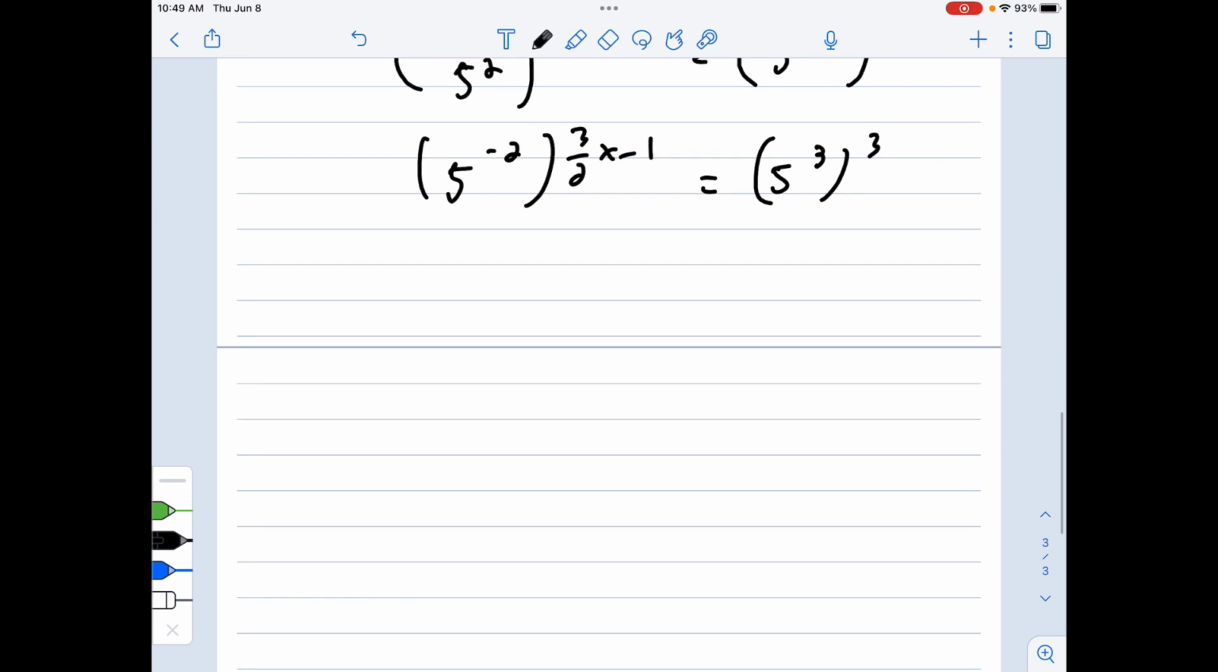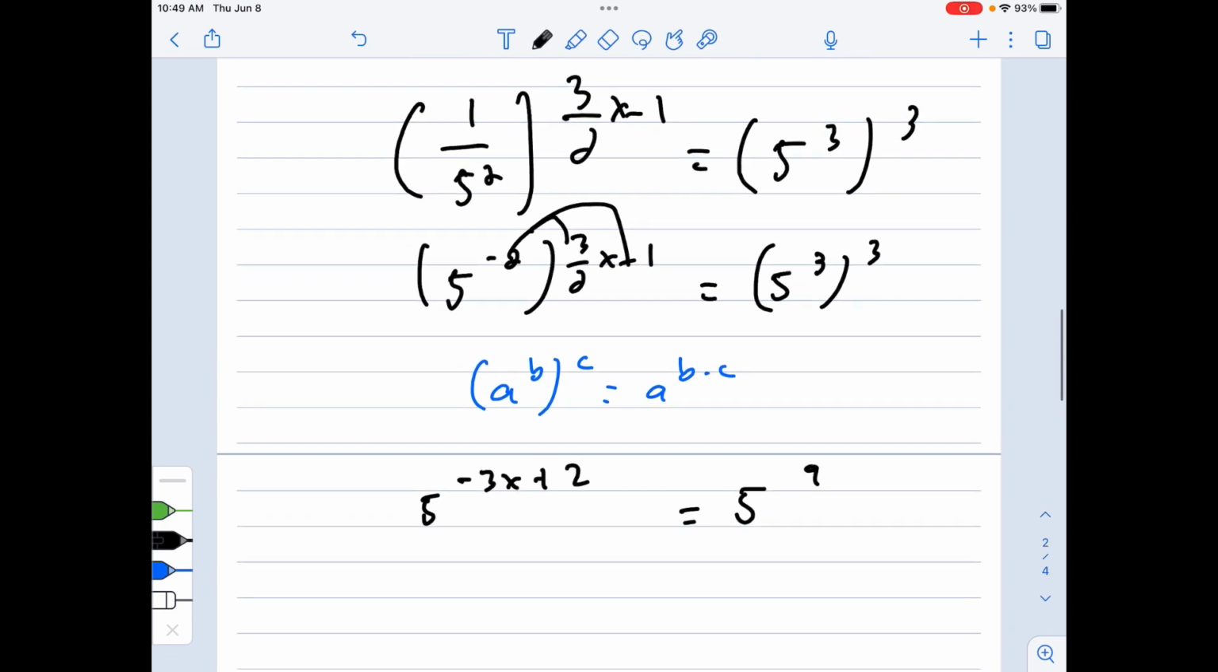What we're going to do next is use properties of exponents. They say that if you have an exponent raised to a power, a to the b, and then raised to c, it's equal to a to the b times c. So you multiply the powers together. In our case, 5 to the third to the third would be 5 to the ninth, 3 times 3. And then 5 to the minus 2 raised to the 3 halves x minus 1: we distribute the negative 2, and this becomes minus 3x plus 2.